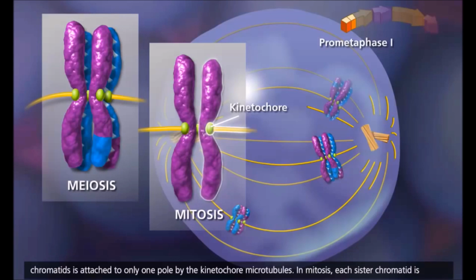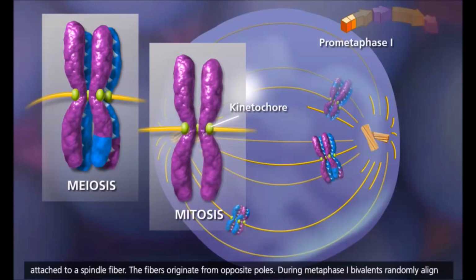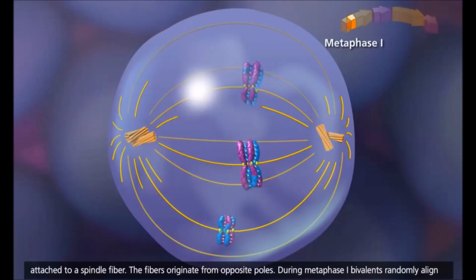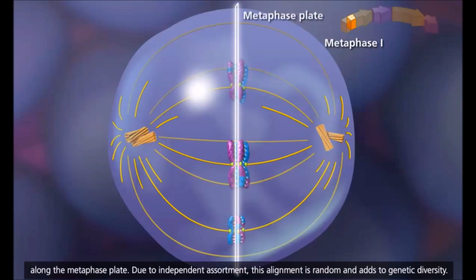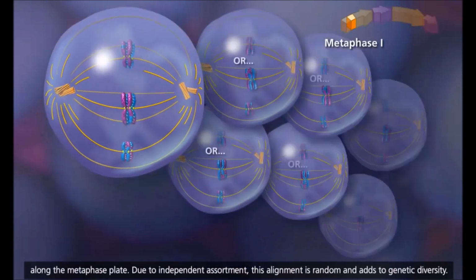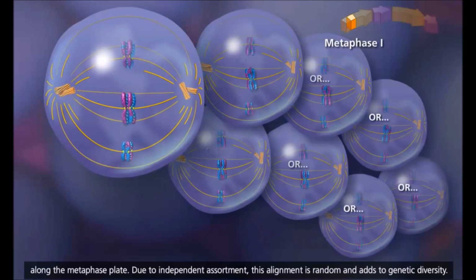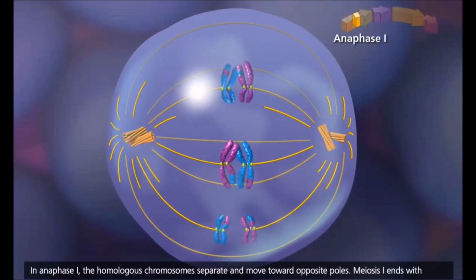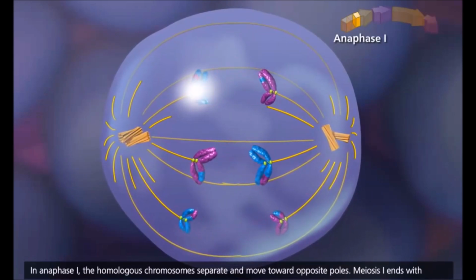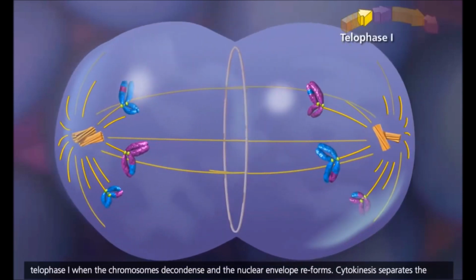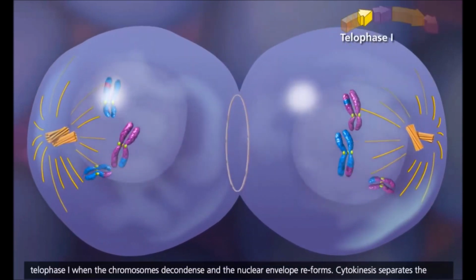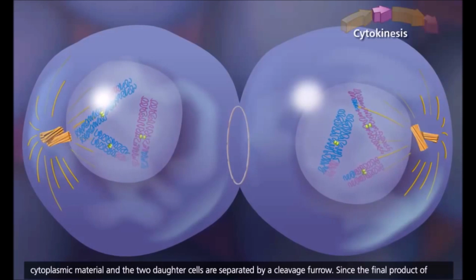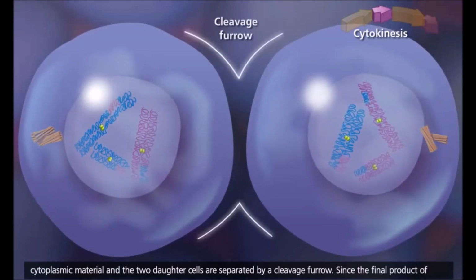In mitosis, each sister chromatid is attached to a spindle fiber, and the fibers originate from opposite poles. During metaphase 1, bivalents randomly align along the metaphase plate. Due to independent assortment, this alignment is random and adds to genetic diversity. In anaphase 1, the homologous chromosomes separate and move toward opposite poles. Meiosis 1 ends with telophase 1, when the chromosomes decondense and the nuclear envelope reforms. Cytokinesis separates the cytoplasmic material, and the two daughter cells are separated by a cleavage furrow.